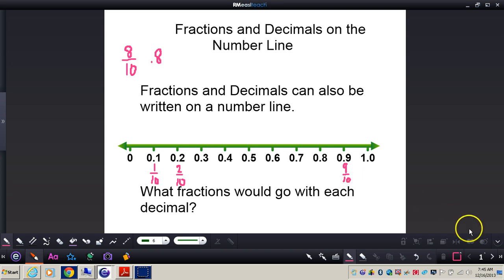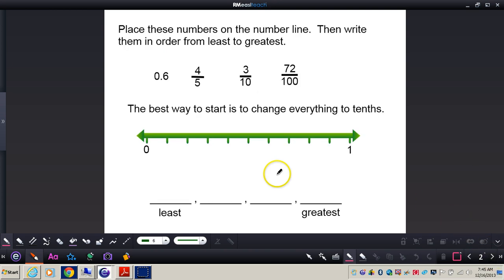Let's take a look at some problems where we're ordering fractions and decimals on the number line. Being able to order them on the number line will also help us order them from least to greatest. It says to place these numbers on the number line, then write them in order from least to greatest. If we place them correctly on the number line, we can easily write them in order from least to greatest. It says the best way to start is to change everything to tenths.